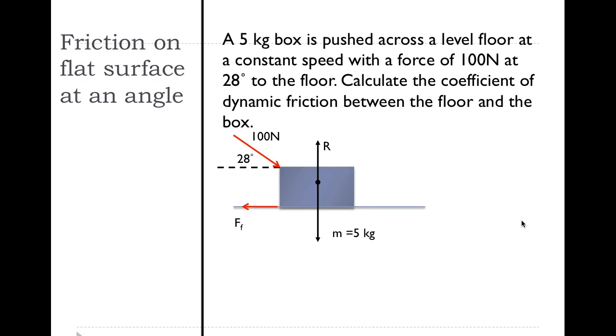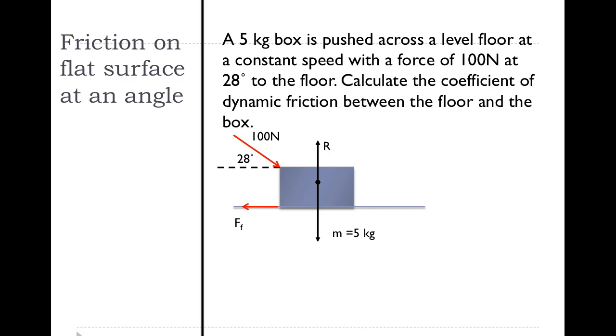There will be times, however, where possibly you might be asked to find the coefficient of dynamic friction, or even possibly the static friction, where an object is being pushed at a specific angle to the horizontal. For example, a 5-kilogram box is pushed across a level floor at a constant speed with a force of 100 newtons at 28 degrees to the floor. Calculate the coefficient of dynamic friction between the floor and the box.